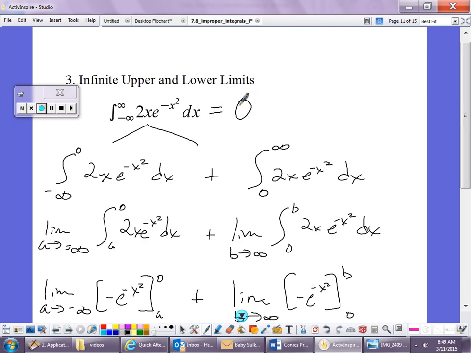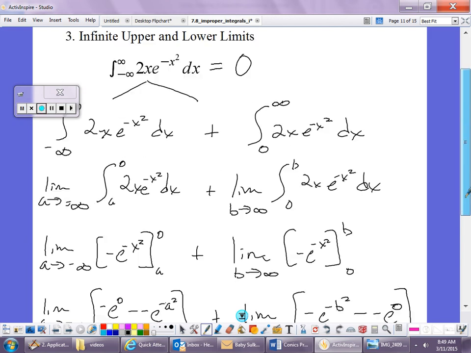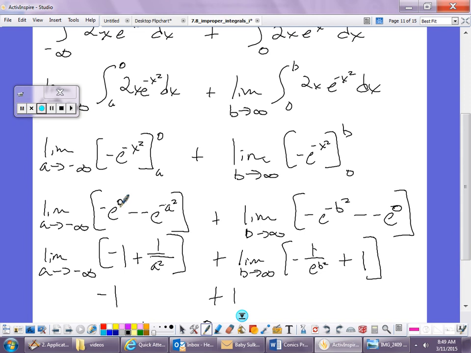I know sometimes that seems like a lot of work to go through just to get 0, but that's what it is. All right, that's the answer. So this is how we split it up. We picked a number c between negative infinity and infinity that was going to be easy to evaluate, and we saw that it was easy to evaluate, because I put in 0 and I've got e to the 0.